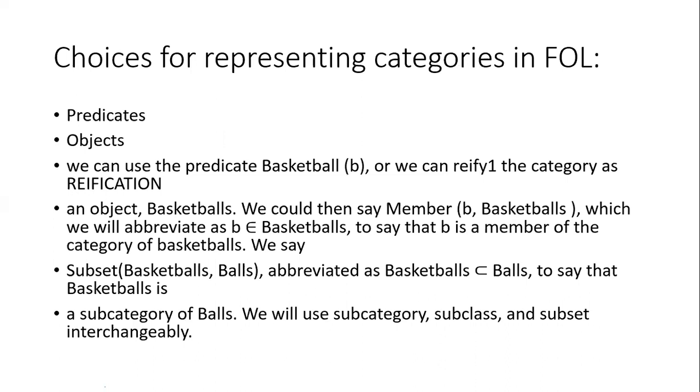Now we are going to represent categories in first order logic. So we have objects and predicates. For example, previously we saw an object that was a basketball. We are going to choose an object of basketball. Then we have to create a member B that belongs to basketball. In terms of the expression, B belongs to basketball. That is, B is a member of basketball.